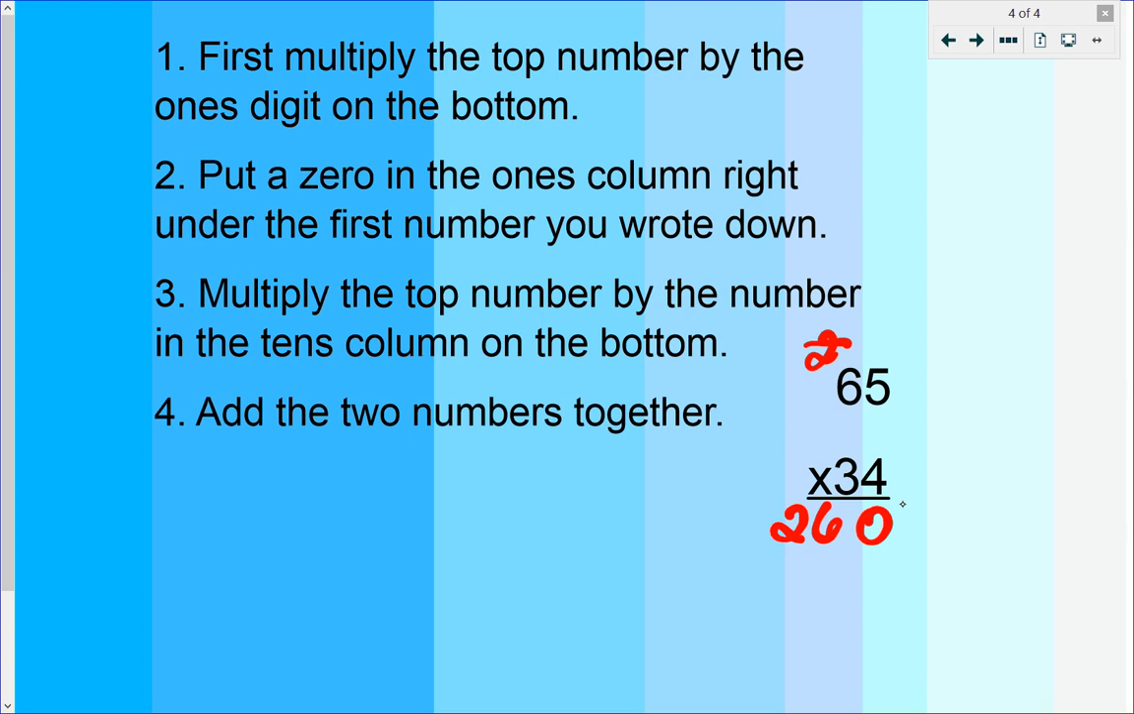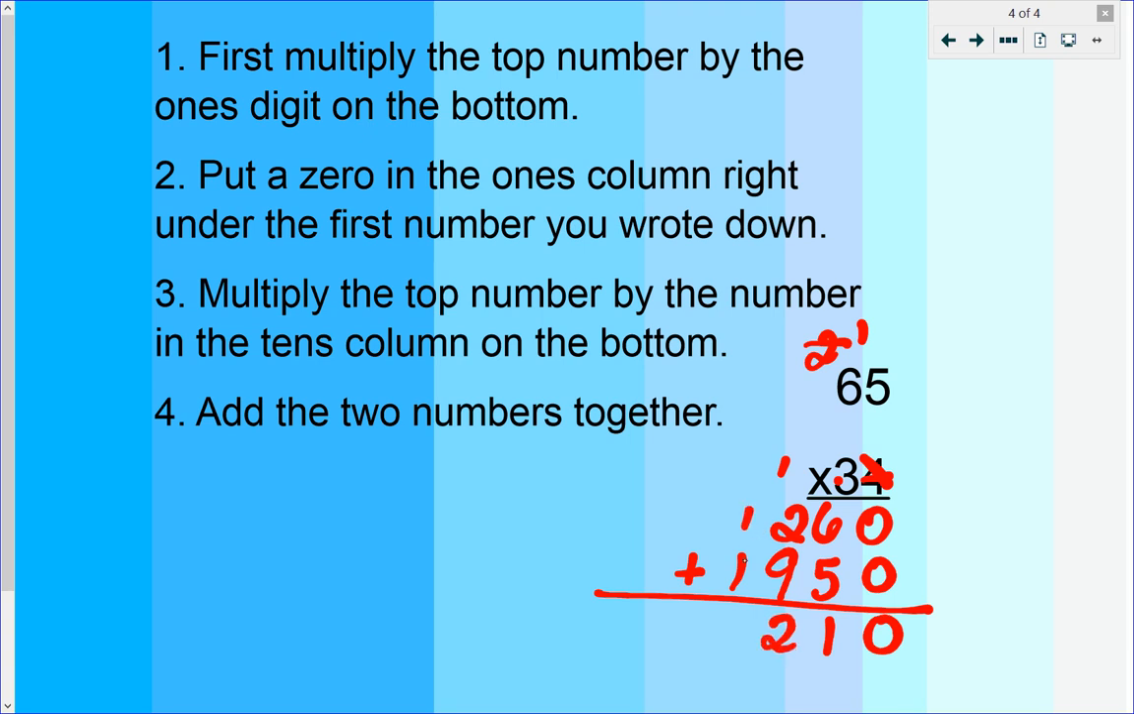I'm done with that 2. I'm done with that 4 too, so I put a 0 down here because that tells me there's no more ones. 5 times 3 is 15. I carry my 1. 3 times 6 is 18, plus 1 more is 19. We add those two together. We get 0. 11, carry our 1. 11 and 1 is 12, carry our 1. 1 and 1 is 2. We get 2,210. So I'm going to check it over here with the other way.